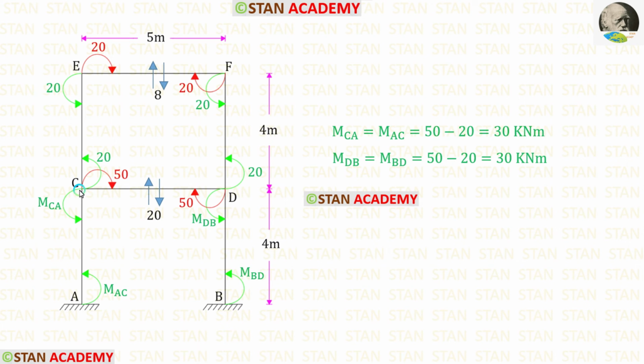Now let us take the column CA. We can easily find MCA and MAC by subtracting this moment by this moment. When we do that, we are getting MCA and MAC, which are equal to 30. Now let us take the column DB. Here we can find MDB and MBD by subtracting this moment by this moment. When we do that, we are getting 30.